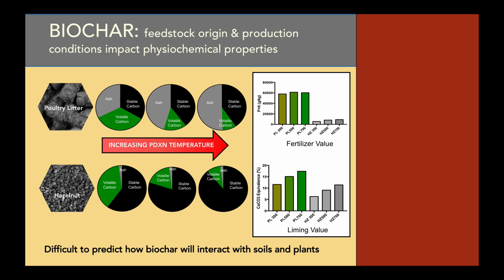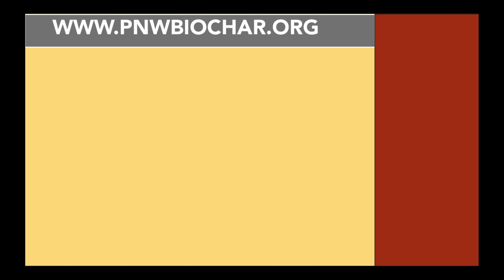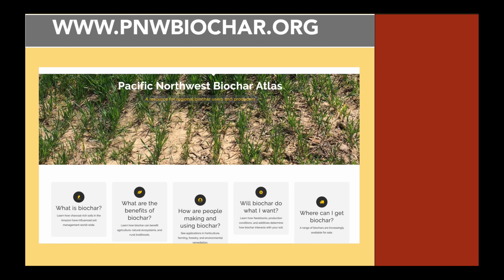But unless a farmer or a biochar user is armed with this information and information about their soil, they really can't make an informed decision or know which specific biochar to use. So to address this dilemma, our lab designed an online toolkit, the Pacific Northwest Biochar Atlas. And using this tool, users can identify their soil deficiencies and their biochar goals to make important cropping decisions.